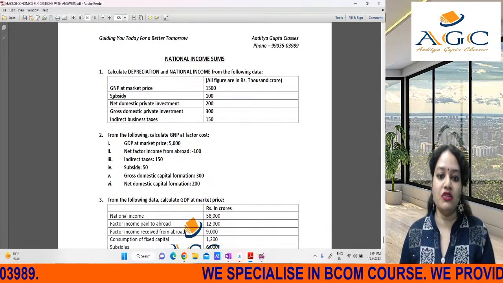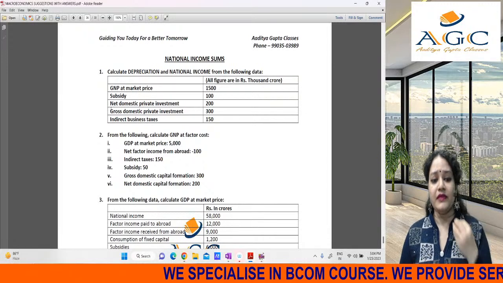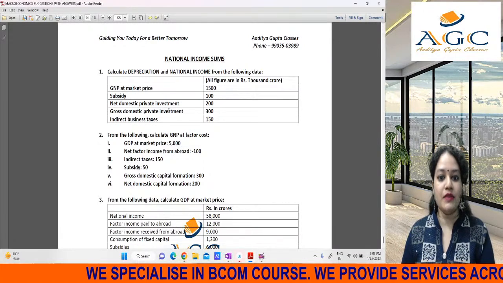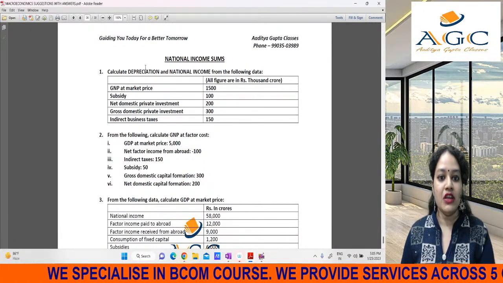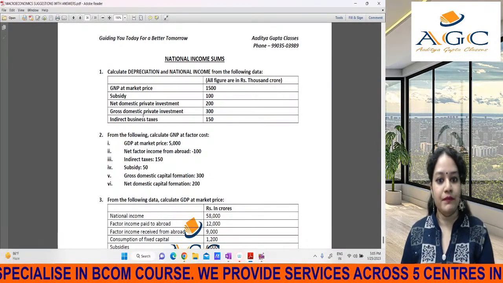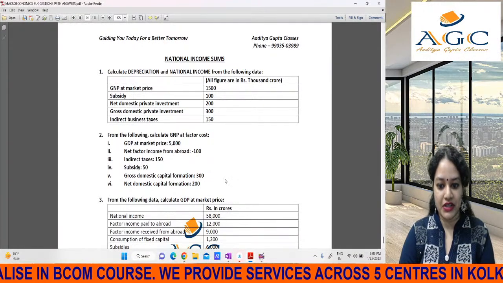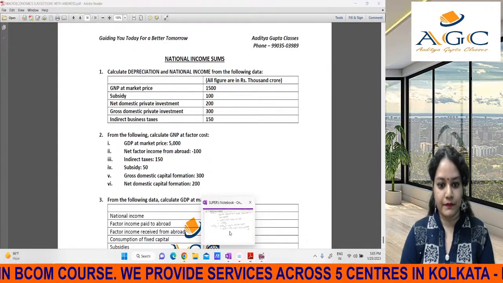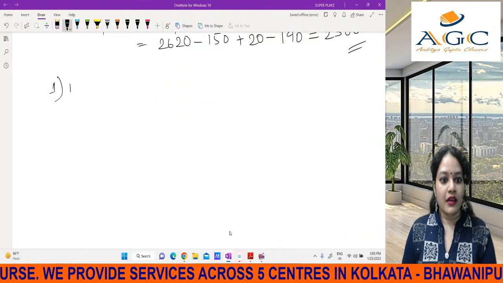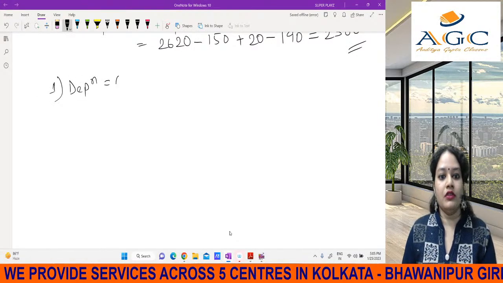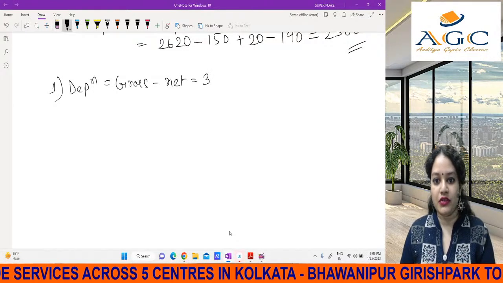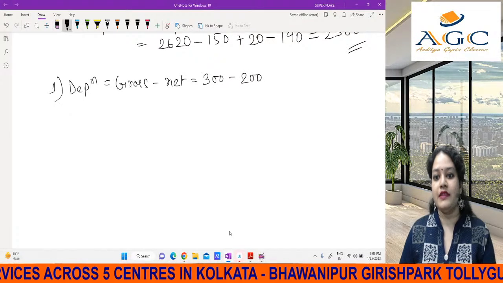Now calculate depreciation. What did we know the formula for depreciation? Anything gross that is given minus your net. So what you're given here is gross domestic private investment and net domestic private investment. So your depreciation would be equal to what? 300 minus 200, that gives you 100. Right? So you have your value for depreciation now. Number 1, depreciation is equal to gross minus net. So 300 minus 200, that gives you 100.